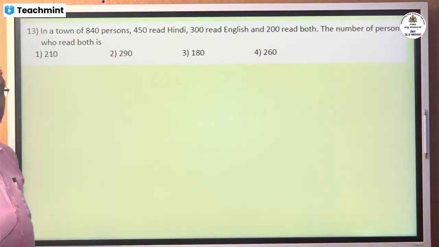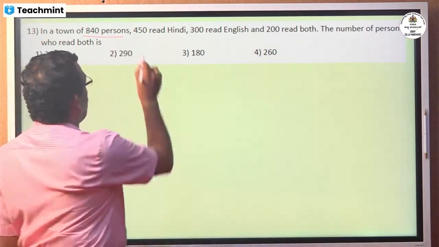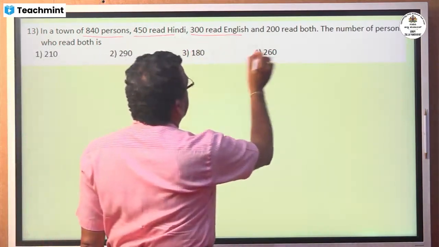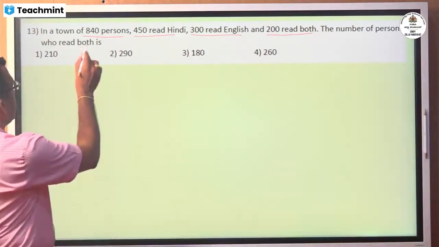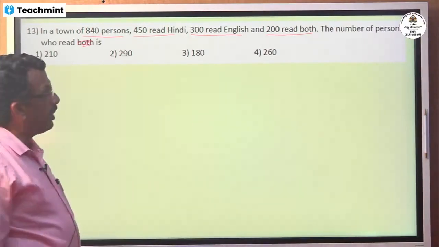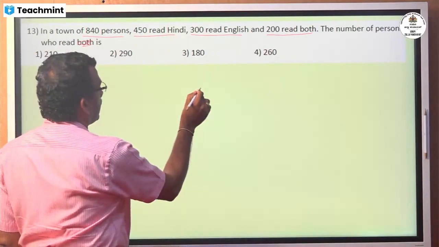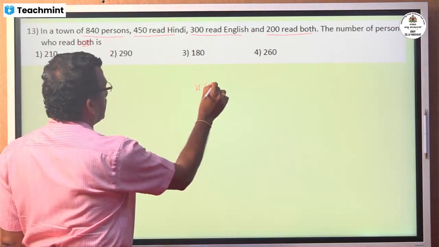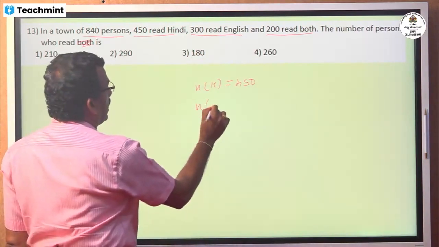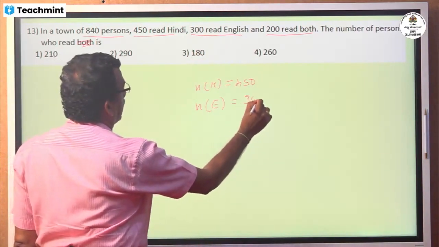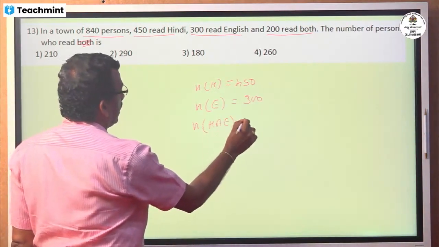Next. In a town, 840 persons, 450 read Hindi, 300 read English, 200 read both. The number of persons who read neither is? Now, 450 read Hindi, n of H equals 450. Then 300 read English, n of E equals 300. 200 read both, n of H intersection E equals 200.